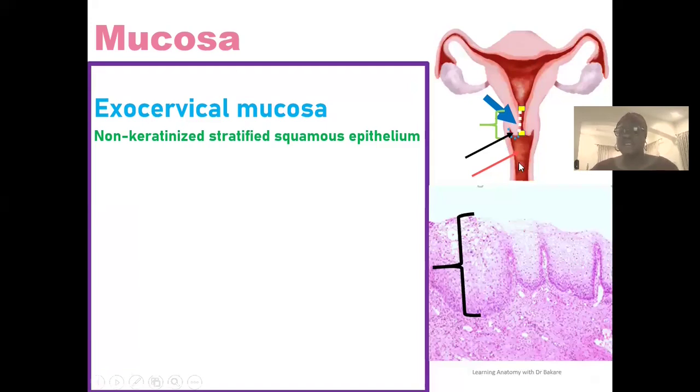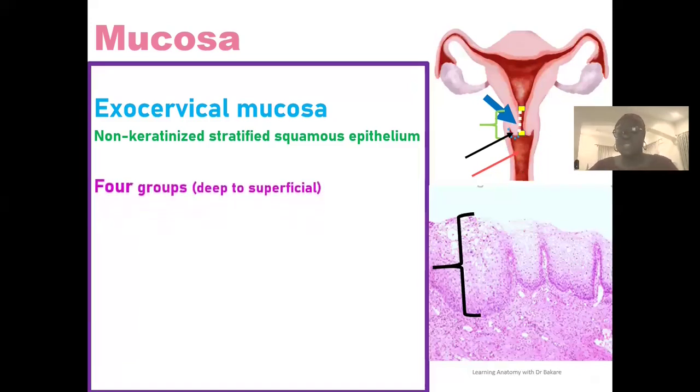So the exocervix is made up of non-keratinized stratified squamous epithelium, which means that we have flat cells in multiple layers. This is what is projected here in this lower image. This stratification takes about 20 layers, but it can be further subdivided into 4 groups.